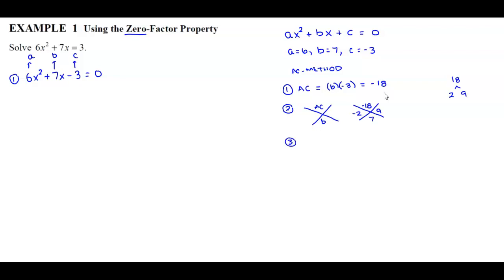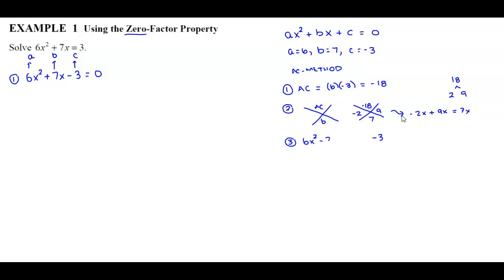Okay, so now in step number 3, we're going to go back to the original step from part 1, where it says 6x squared plus 7x minus 3. We're going to write the first term, which is 6x squared, and then we're going to write the last term, which is -3. I want you to notice here that the middle term was 7x. So if we apply -2x plus 9x, that ends up giving us 7x. Now we're going to replace the middle term with these two terms, in between 6x squared and -3.